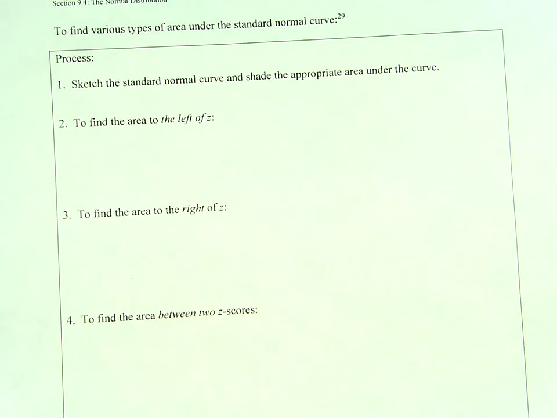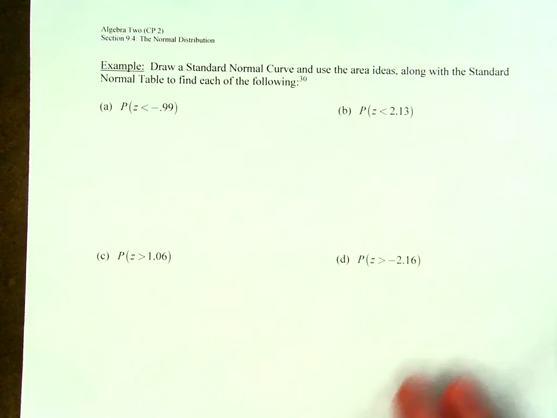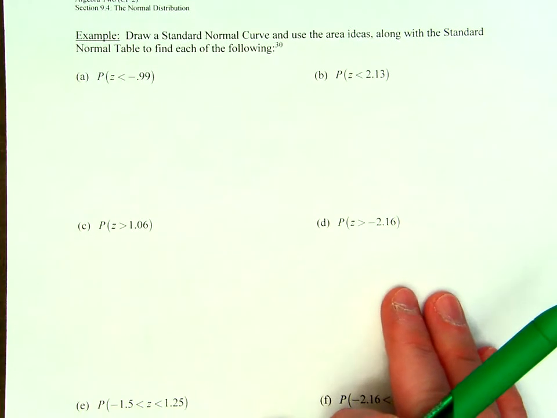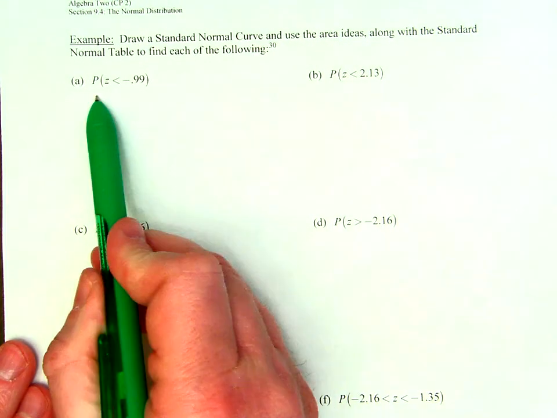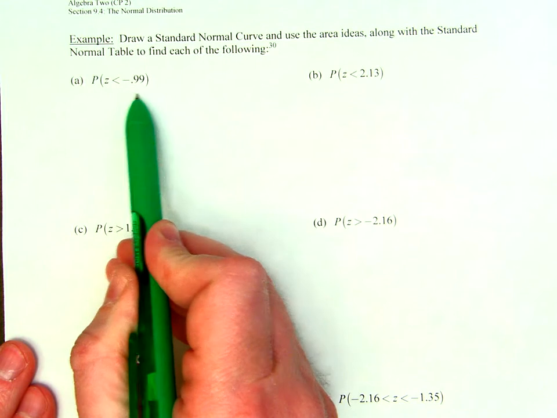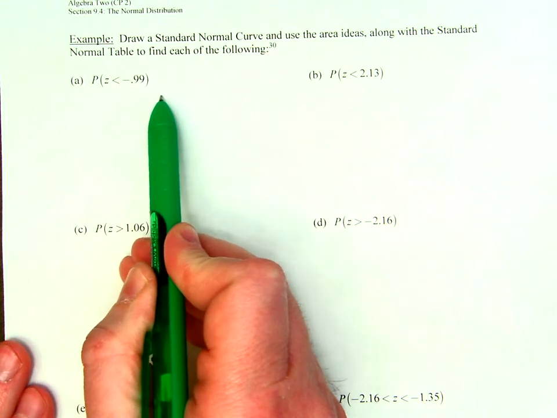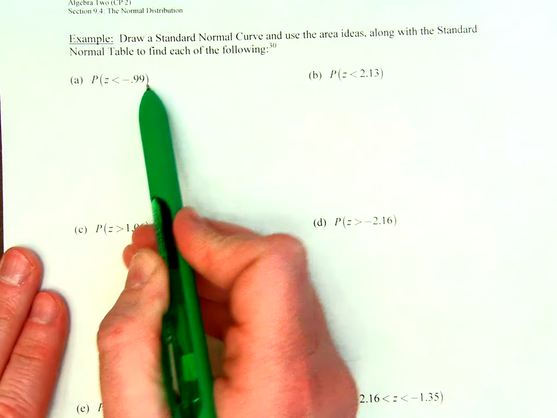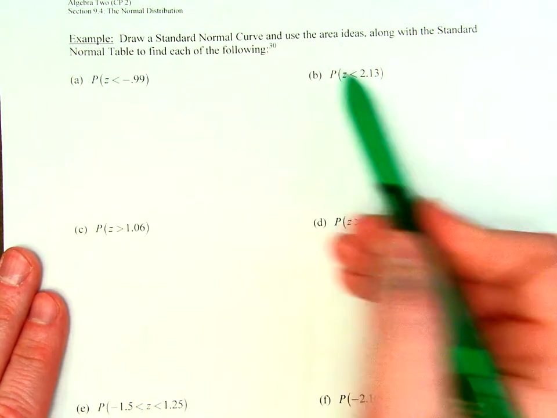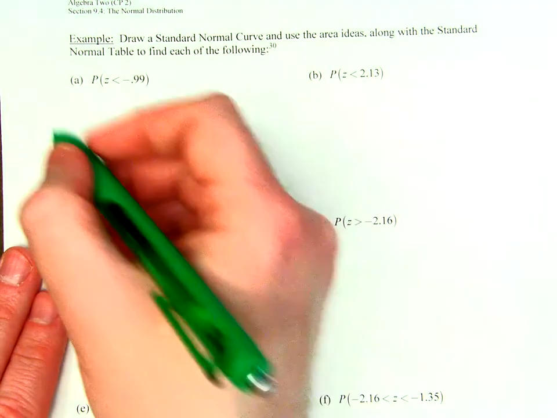I think I actually want to jump between page 31 and 32 as we do these things. Let's take a look at page 32. In letter A, I want to find the percent of data whose z-value is less than negative 0.99. This is nothing new. This is exactly what we did on the previous page. The difference is the direction says draw standard normal distribution. We use the area ideas and all that stuff.